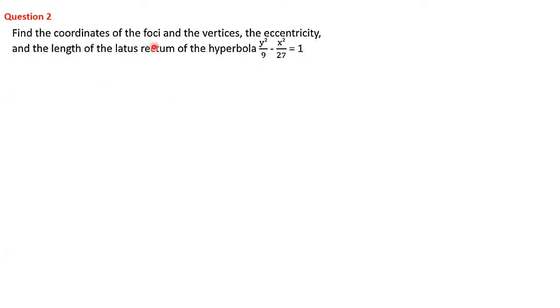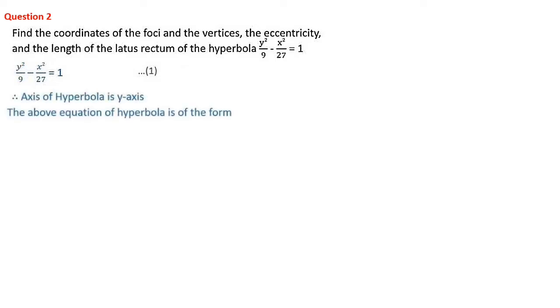Next we shall discuss the second question. Find the coordinates of the foci and the vertices, the eccentricity and the length of the latus rectum of the hyperbola y square by 9 minus x square by 27 is equal to 1. That is the given equation. Label it as equation number 1. Then when we check here, the equation starts with y square. Because of that, we can say the axis of the hyperbola is the y-axis. And the general form of the equation of the hyperbola will be y square by a square minus x square by b square equal to 1.